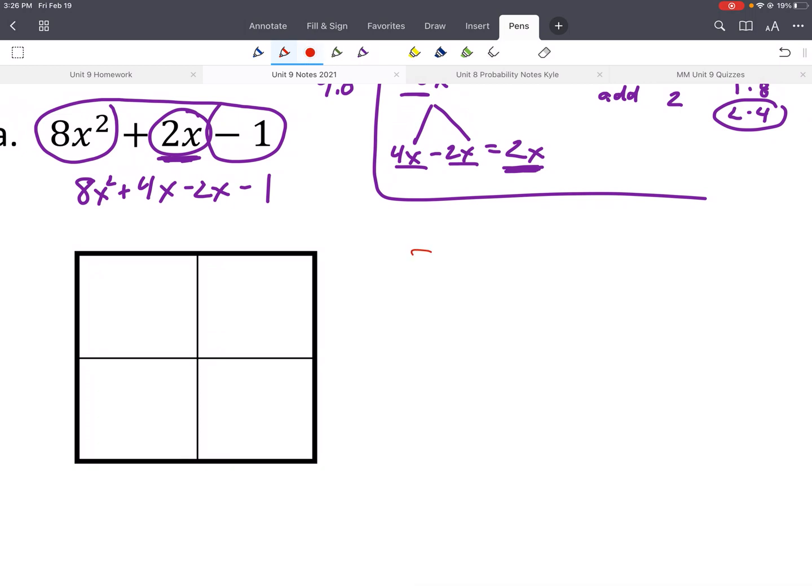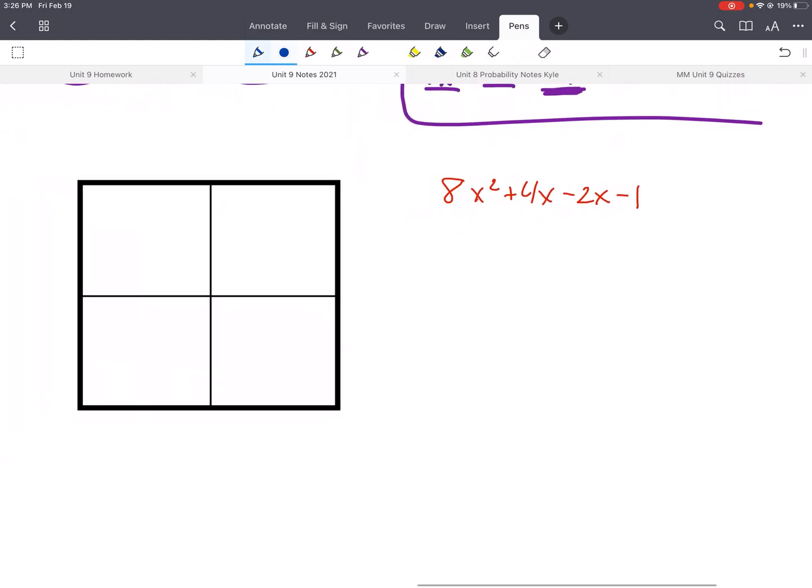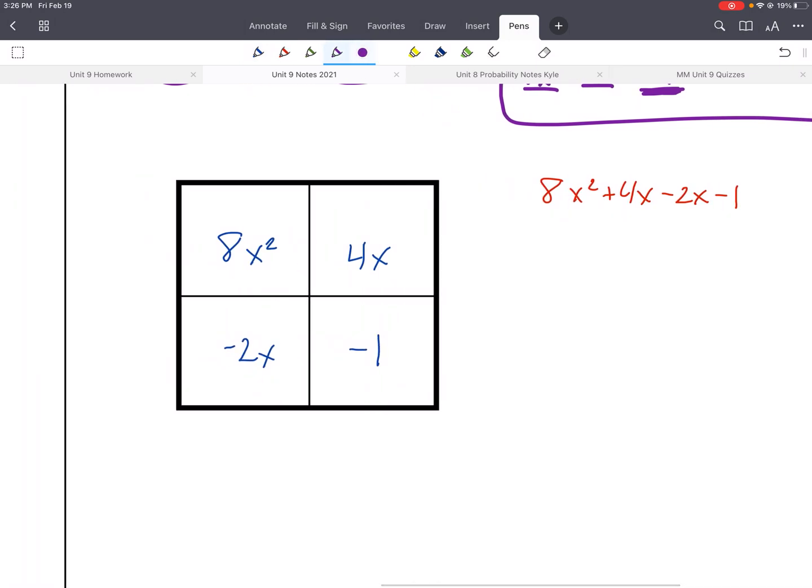Okay, so I'm going to rewrite that over here so I have some more room. And I'll just erase that. All right, so now we're going to do the same thing that we did before. If you want to use the box method, then we would take that 8x squared and do a 4x and a negative 2x and a negative 1. And then we just need to take out the greatest common factor for each row and column.